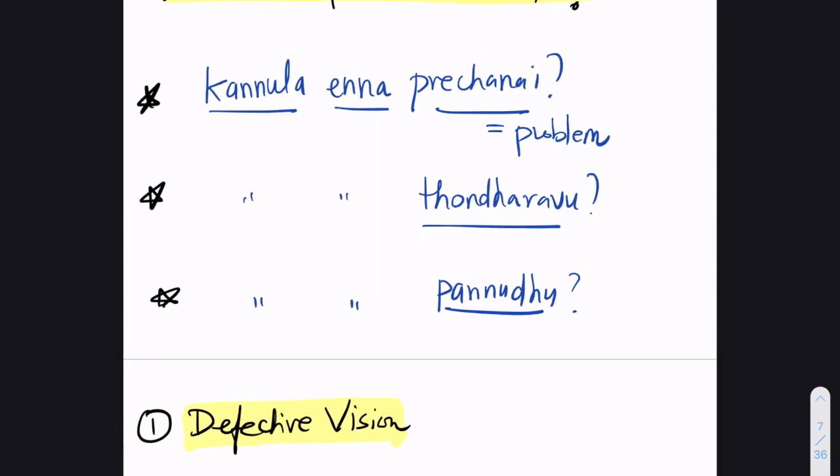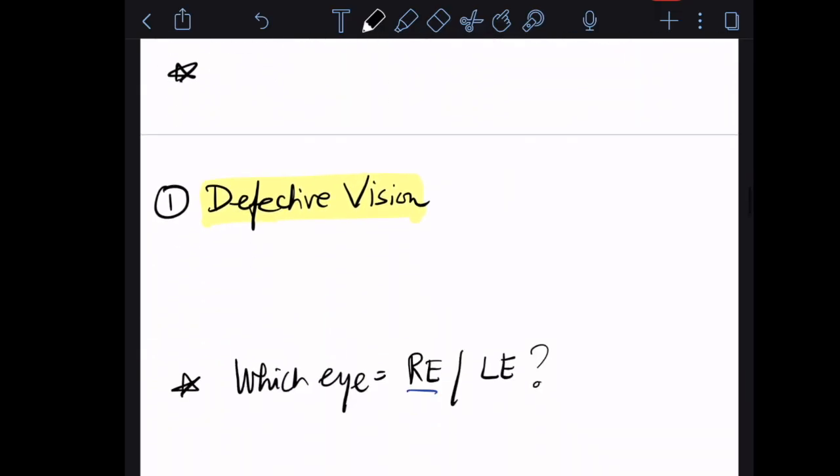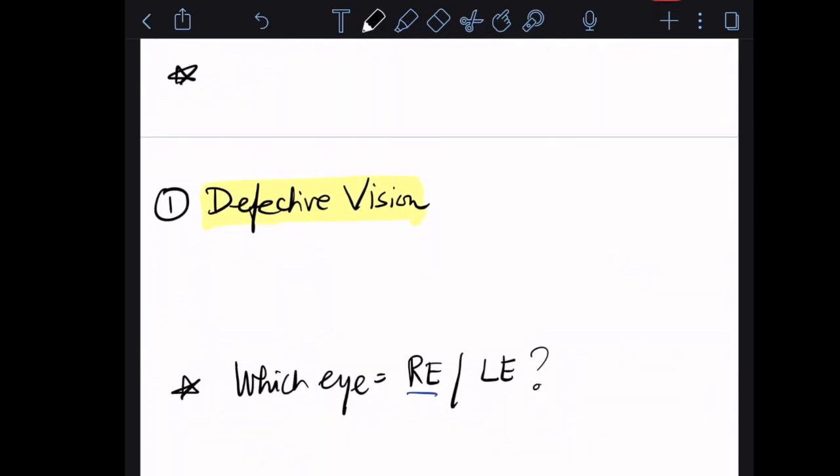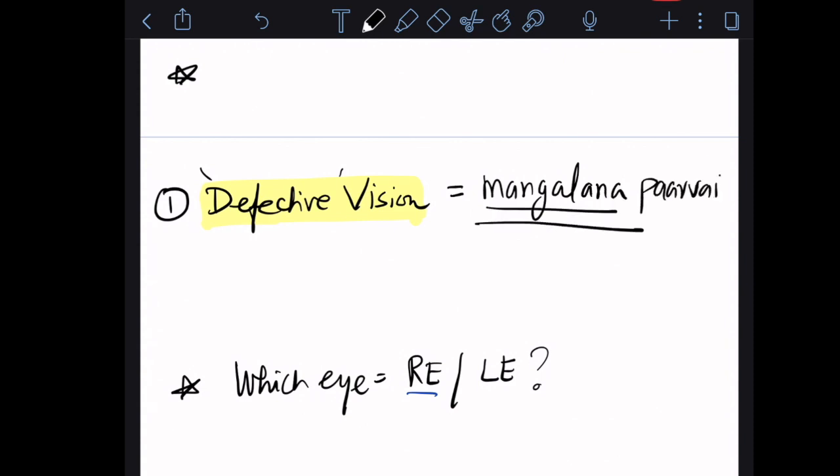So what is the problem with your eye? So the patient will come up with the following complaints. I'm having defective vision. Okay, so I'm having defective vision. So defective vision can be denoted by multiple ways. One is defective vision means mangal parvai or mangalana parvai. Okay, mangalana parvai illa kammi parvai. Kammi parvai. Now this is going to be the actual statement.